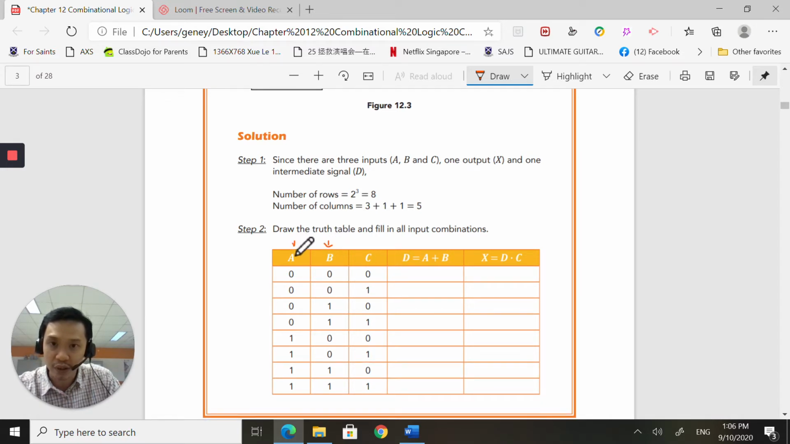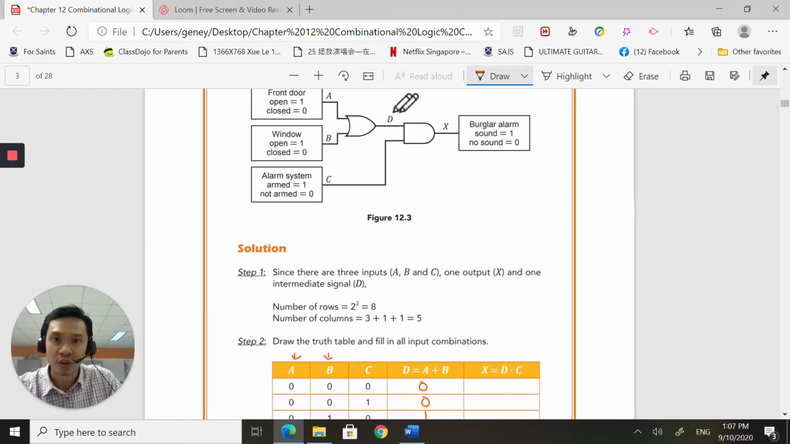So I want to find out which gives the truth table for an OR, right? So OR: 0, 0 is a 0; 0, 0 is a 0; 0, 1 is a 1; 0, 1 is a 1; 1, 0 is a 1; 1, 0 is a 1; 1, 1 is a 1. Okay, so this is the signal for D. This is the intermediate signal. And now we can go on to the output signal X.